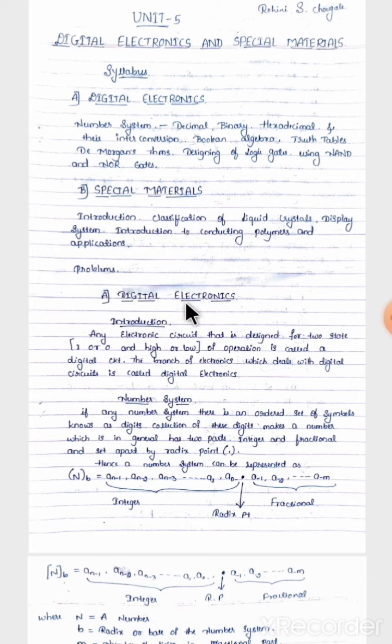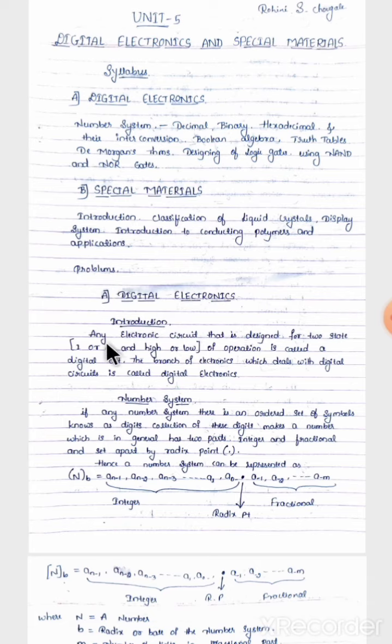What do you mean by the electronics? See, students, in your 5th semester physics, you all are familiar with the electronics. Many more chapters depend on the electronics only. Okay, so digital electronics is a part of electronics only.